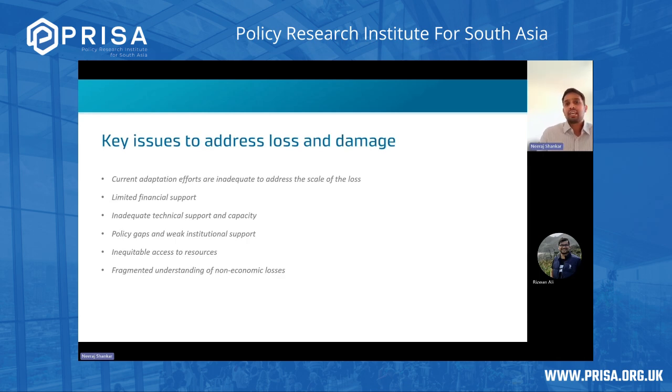And the other one is national policies on climate change and disaster management often overlook loss and damage, focusing predominantly on just mitigation and adaptation. So institutional frameworks need to be reformed for addressing loss and damage, and also there's insufficient coordination between stakeholders. And the other issues are inequitable access to resources and the fragmented understanding of the non-economic losses. Some can put a figure on non-economic losses, but many non-economic losses can't be converted into a monetary value, right?